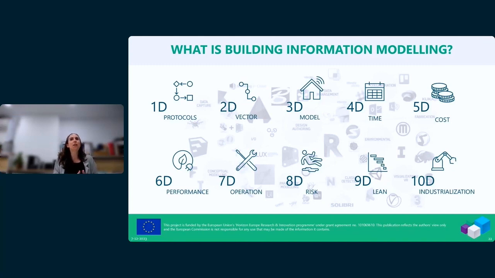7D would be the development of an operation and maintenance guide, while with the 8th dimension, we can manage risk and safety. Lean construction management is related to dimension number 9, which allows process and resources optimization through the BIM model. And the last dimension refers to off-site manufacturing modeling. Afterwards, you will see how my colleague Guillermo shows some examples of how these dimensions are deployed within real projects.